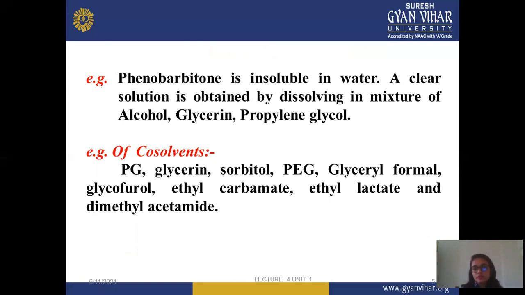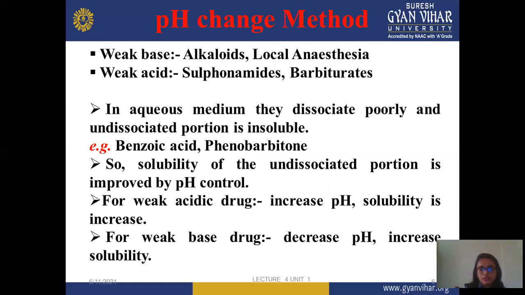Suppose you dissolve phenobarbital in water, then it is poorly soluble, maybe completely insoluble. But if you take a solution of alcohol, glycerin, propylene glycol, individually or in combination, it enhances the solubility of phenobarbital and forms a clear solution. Co-solvents include polyethylene glycol, glycerin, sorbitol, PEG, glycol formal, glycofurol, ethyl carbamate, ethyl lactate, and dimethyl acetamide. These are the solvents we use for enhancing solubility. You select the solvent according to the type of formulation and the drug whose solubility you need to enhance. So that is all about co-solvency.